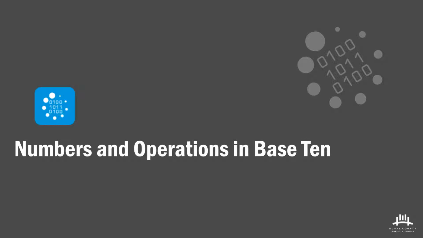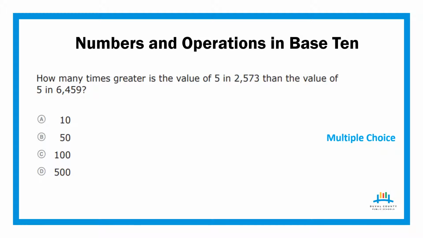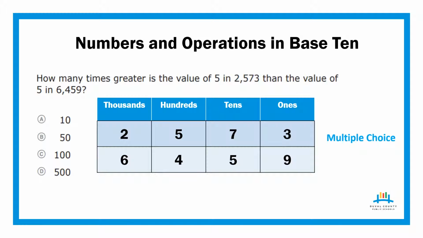Let's take a look at some practice problems in the number and operations in base 10 domain. Here's an example of a multiple choice question. It requires 1 correct response. Let's take a look at the problem. How many times greater is the value of 5 in 2,573 than the value of 5 in 6,459? Let's place our numbers in a place value chart so we can take a closer look at the digits.